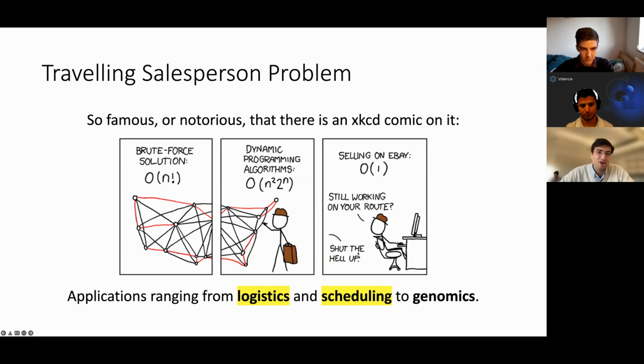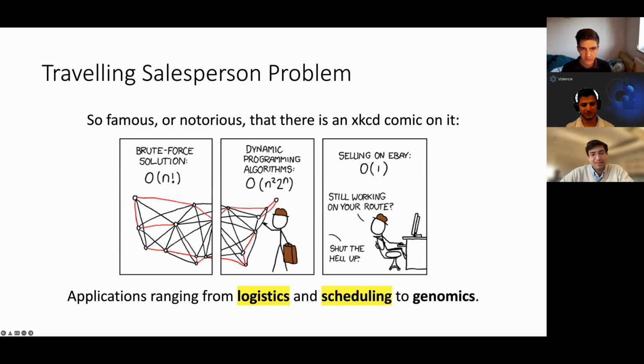There's even an XKCD comic on this, and it has some big applications in logistics and scheduling and even in biology and genomics. The comic is funny, but what it tries to tell us is that, if you try to brute force solve this problem, you'd have order of n factorial scaling, which is bad because n is the number of cities that you have or the number of nodes in your graph. Even standard dynamic programming algorithms are quite intractable for this type of problem. And then they make the joke.